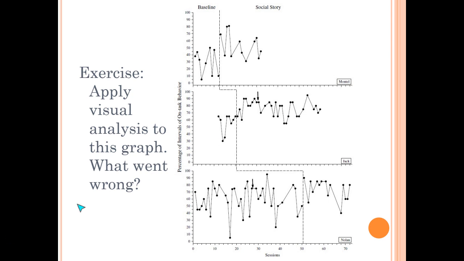So in other words, the functional relation, the experimental control, is compromised. We have reason to believe that the participant would have made that change either way, no matter if treatment was on or off. And then you've correctly talked about overlap for number 3. If we are looking at the dispersion of the data points in baseline for number 3, there's a 5% up to 90 or 95%. So almost the entire scale is covered during baseline.